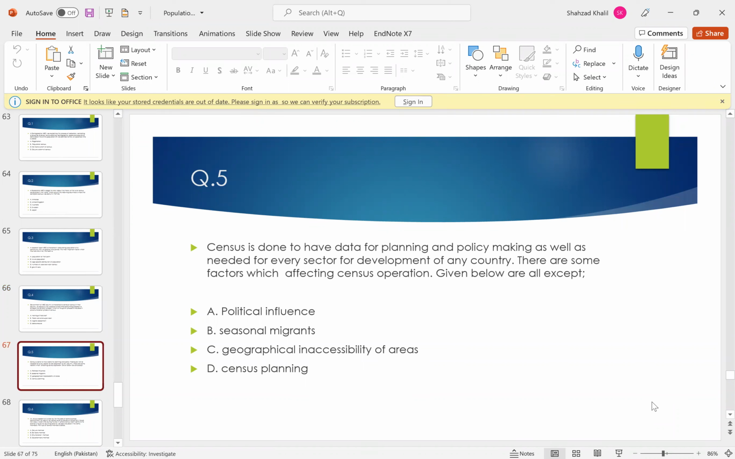Census is done to have data for planning and policy making, as well as needed for every sector for development of any country. There are some factors which affect census operation. Given below are all except political influence, seasonal migrants, geographical inaccessibility of area, or census planning. Yes, the correct answer is census planning, because the above three all affect the census operation. And census operations means the problems or the effects which we can have during the conduction of the census process.